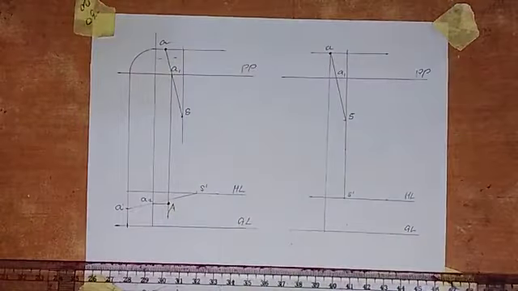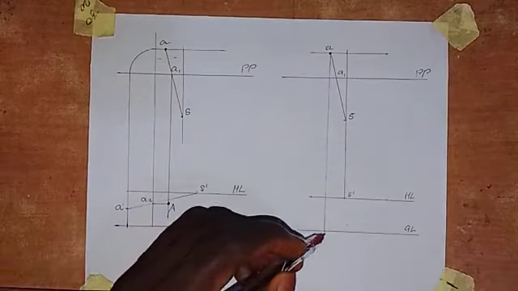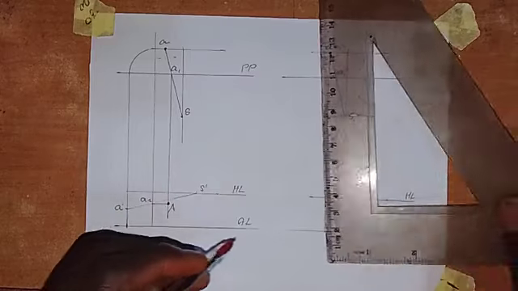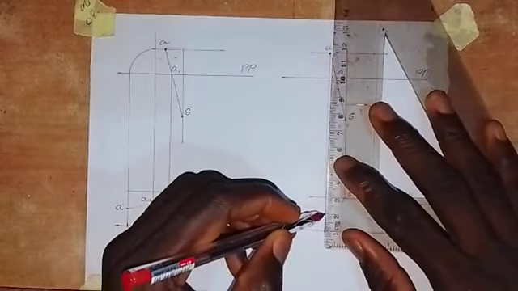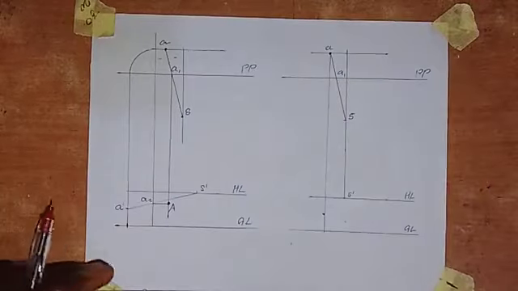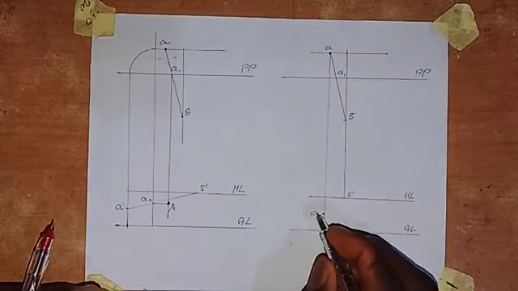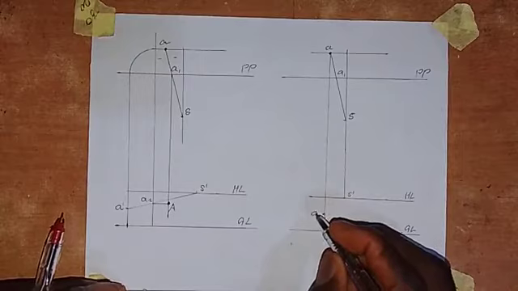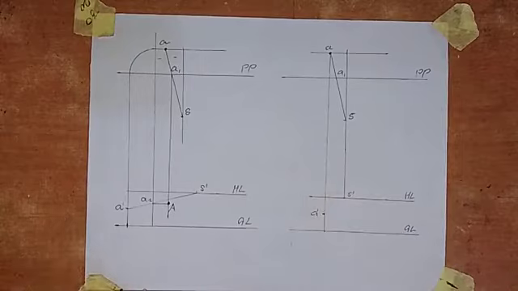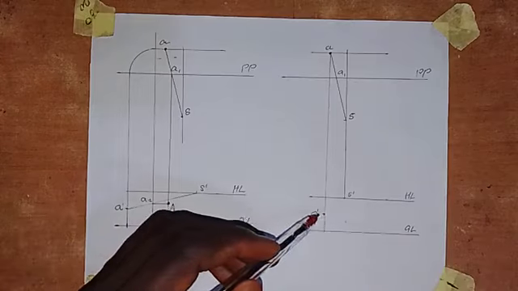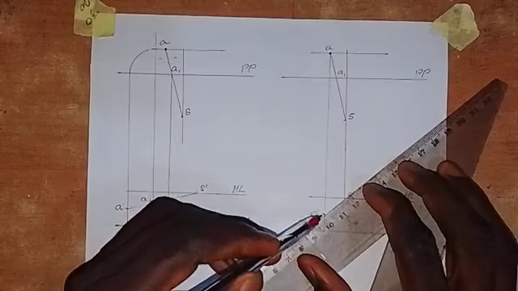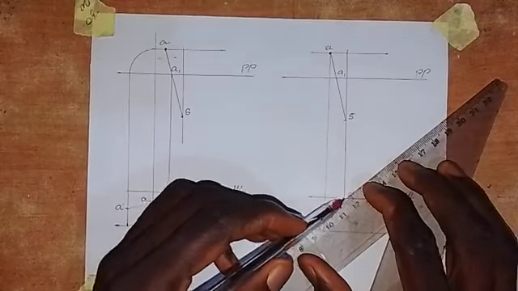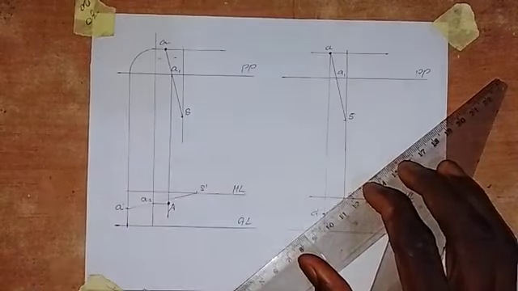Then I'm going to take a measurement of 10 millimeters up from the ground line, as we are told that the point is 10 millimeters above the ground line. So here we have the point, and I will call it point A prime. Then I'm going to join this point A prime and S prime together with a straight line like this.